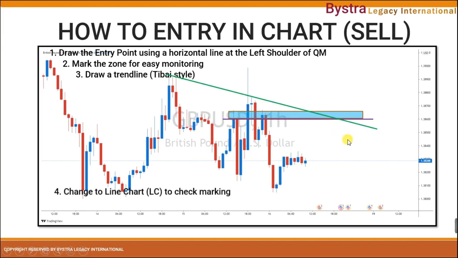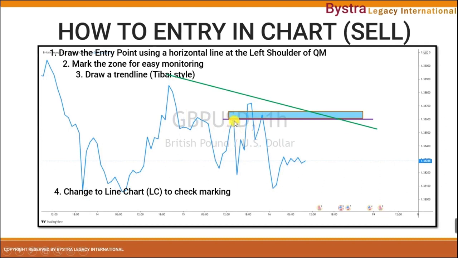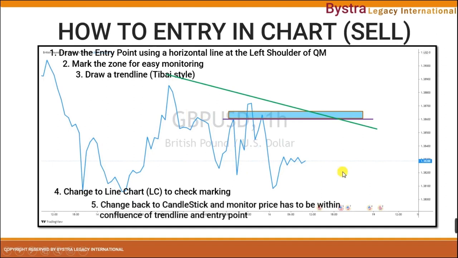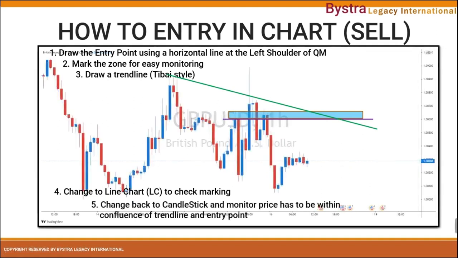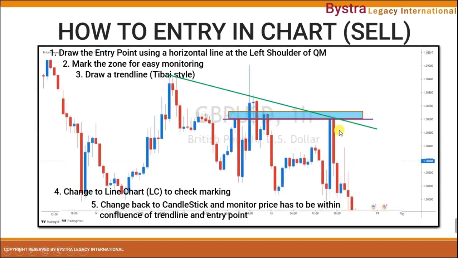Fourth, we change to the line chart to check our marking. Is it correct? Yes, it's a high, low, higher high, lower low. Fifth, we change back to the candlestick and monitor that our price has to be within the confluence of the trend line and also our entry point. Okay, so now let's have a look. There we go. You can see that the price has reacted to the confluence of this trend line and also at the entry point. So this is a very good QMC setup.